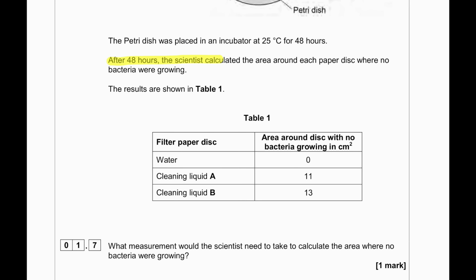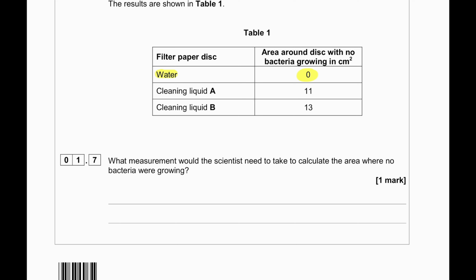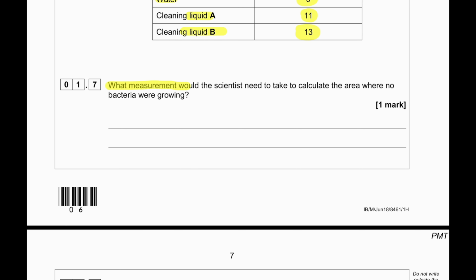After 48 hours, the scientists calculated the area around each paper disc where no bacteria were growing, and they were incubated at 25 degrees Celsius for 48 hours. With water, there was no clear zone, and with cleaning liquid A, there was 11, and cleaning liquid B, there were 13 cm square of clear zone. What measurement would the scientists need to take to calculate the area where no bacteria were growing?